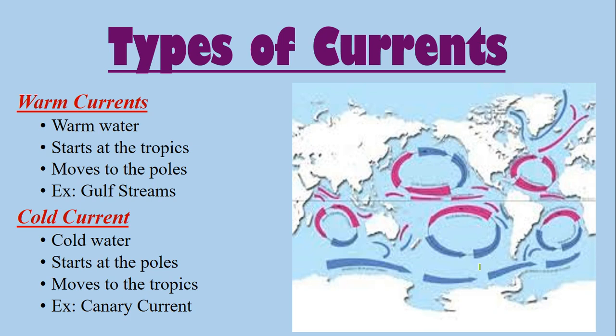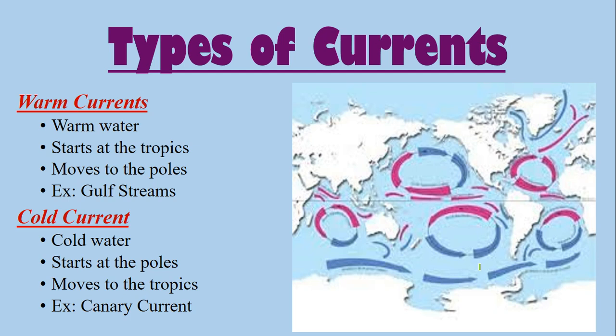So there are two types of ocean currents. You can either have warm currents or cold currents. So warm currents mean warm water. And so these usually start at the tropics and they move towards the poles. So an example would be the Gulf Stream. I live on the east coast of the United States, so we have the Gulf Stream, and that Gulf Stream is also something that can cause hurricanes to become stronger because of the warm water.